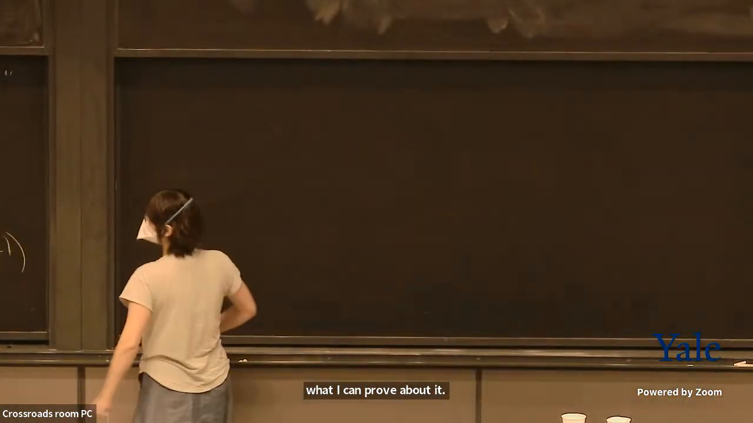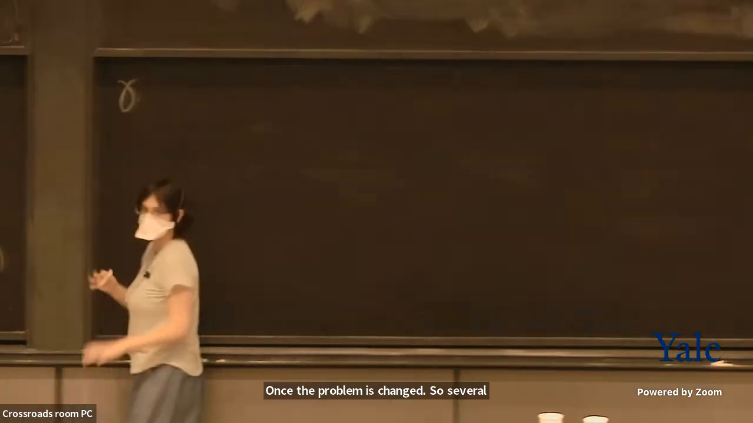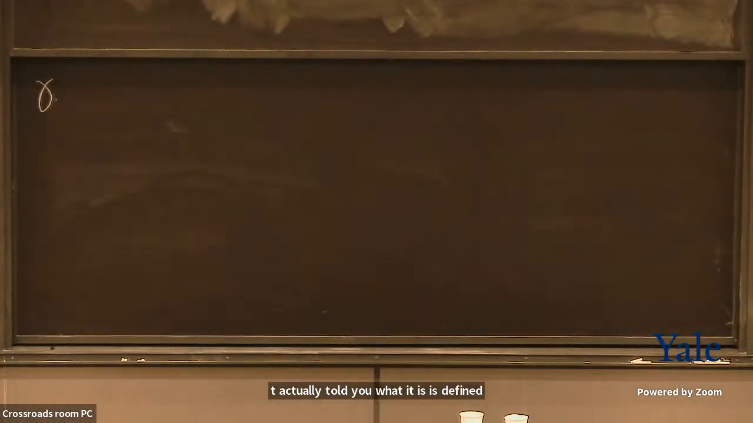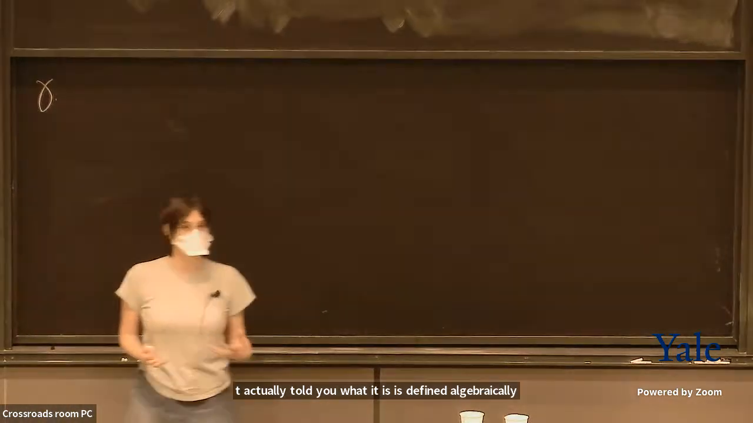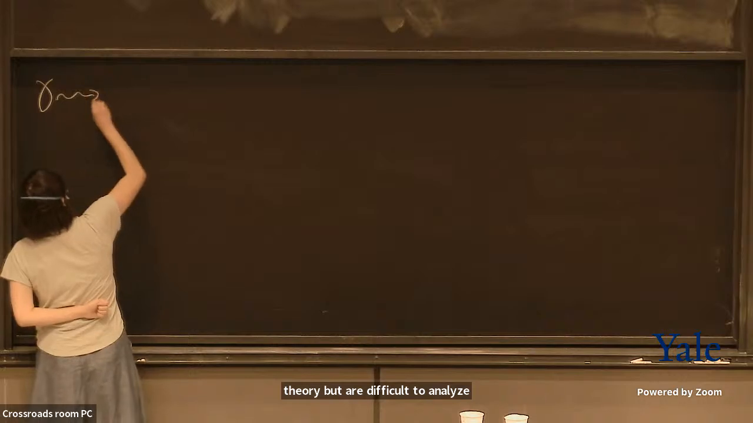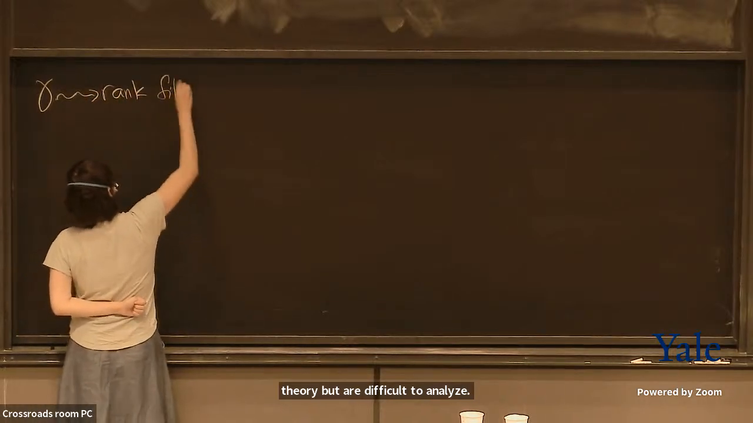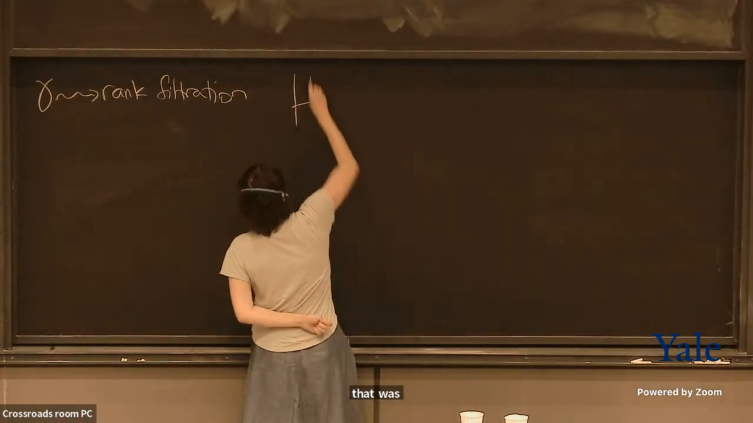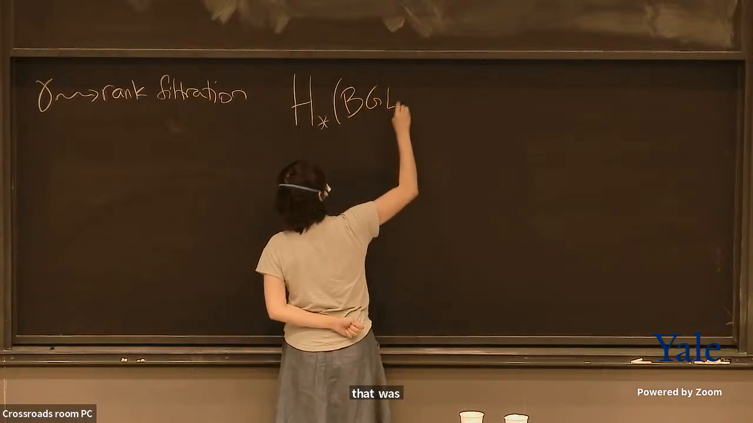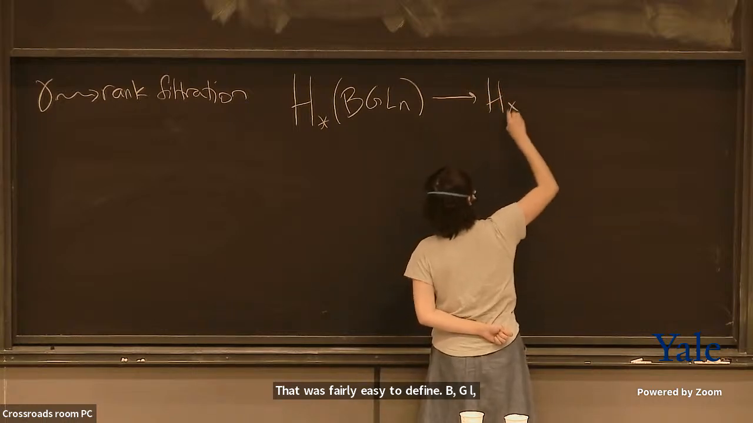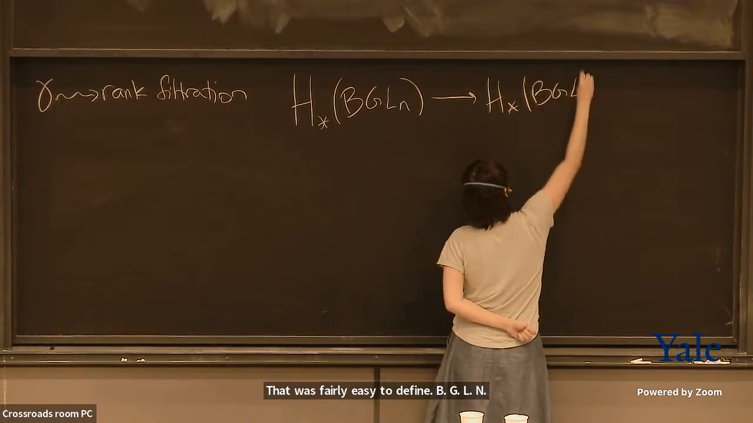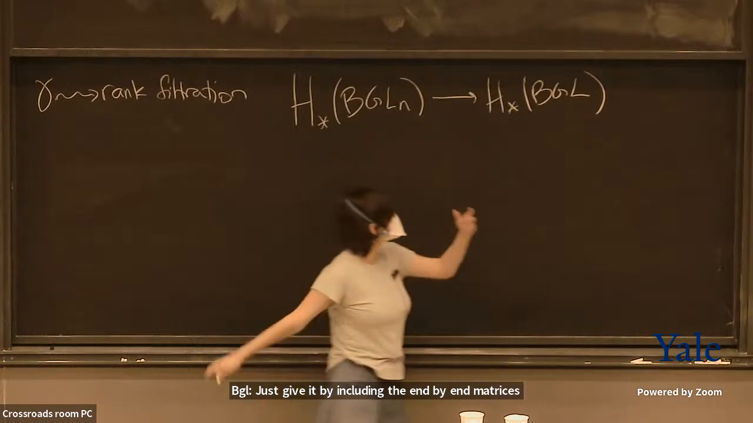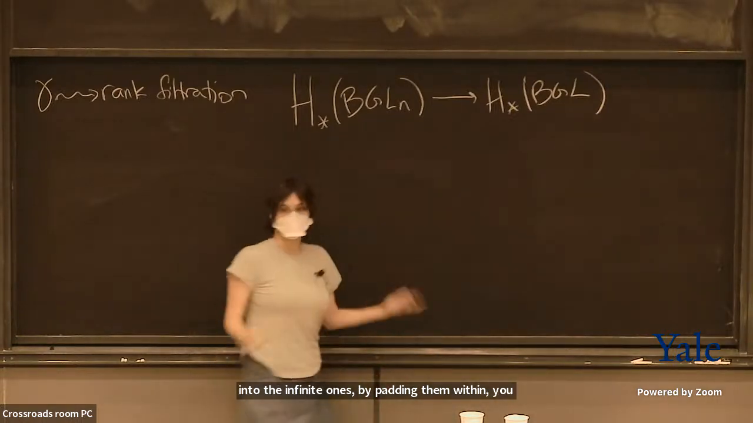So several changes. First off, the gamma filtration, which I haven't actually told you what it is, is defined algebraically in terms of Adams operations, which often exist on K-theory, but are difficult to analyze. I want to change it to the rank filtration. And this one is fairly easy to define. We have maps from the homology of BGL_n to the homology of BGL, just given by including the n by n matrices into the infinite ones by padding them with identity. And the image of this is the nth rank part.